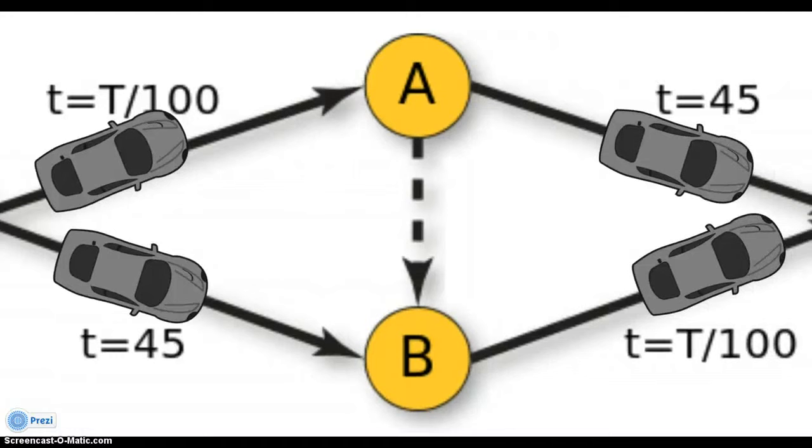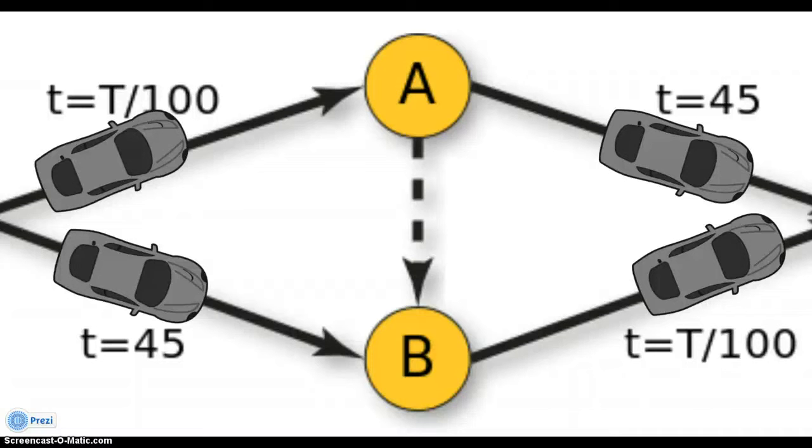Route A, first half of route A, has t equaling uppercase T divided by 100. So t for this instance would be 400 divided by 100, which is 40. The second half of route A is a set 45 minutes. Bottom half, route B, on the left hand side, t equals a standard set 45 minutes. But on the right side, the right half of route B is going to be t equals capital T divided by 100, which again is going to be 40.